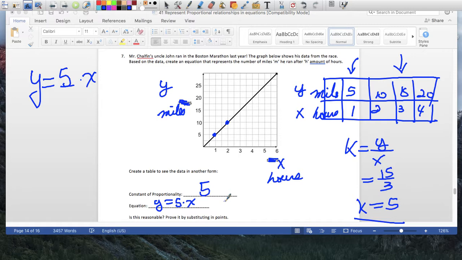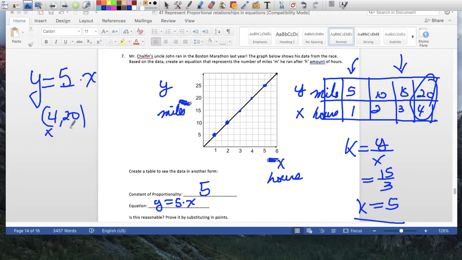Okay, so I have 3 and 15, I got 4 and 20, I got 5 and 25. So I have several points that I can use. So let me pick a point that I already put in my table, 4, 20. Let me pick the point (4, 20) on this graph, put it in the equation, see if it makes it true.